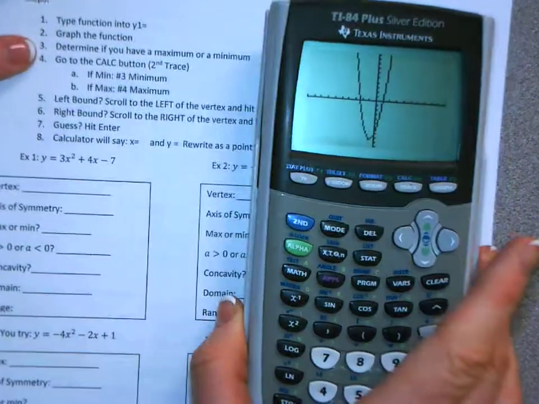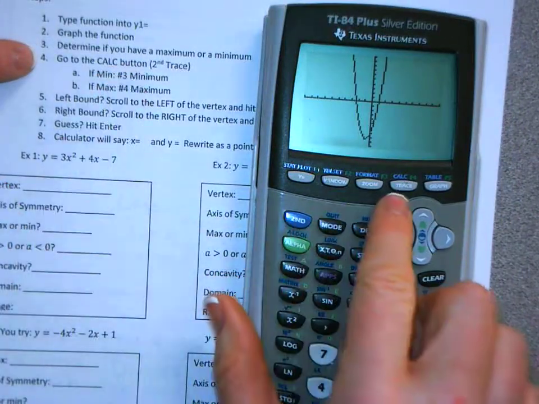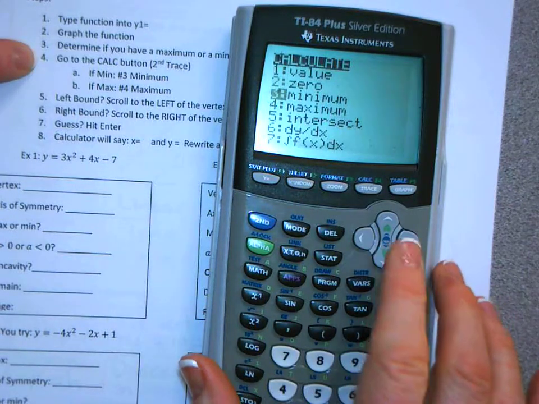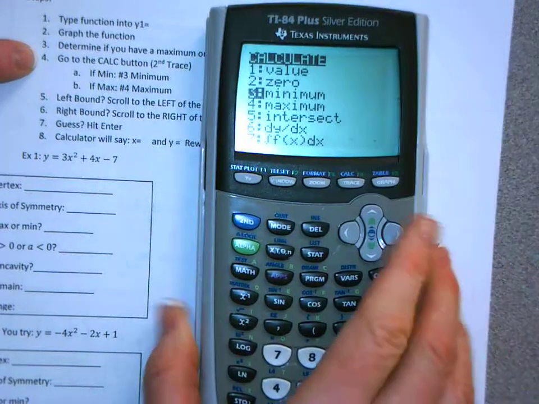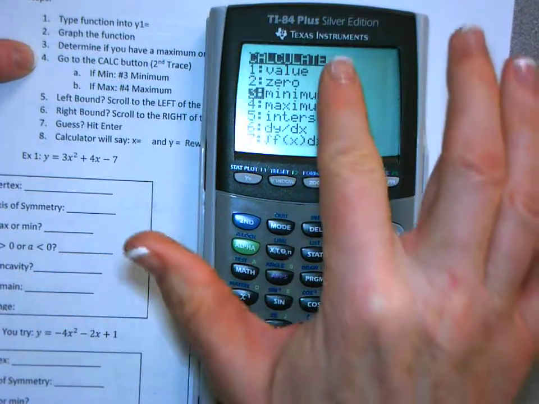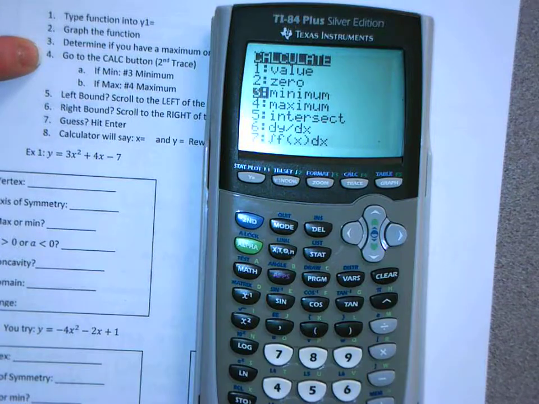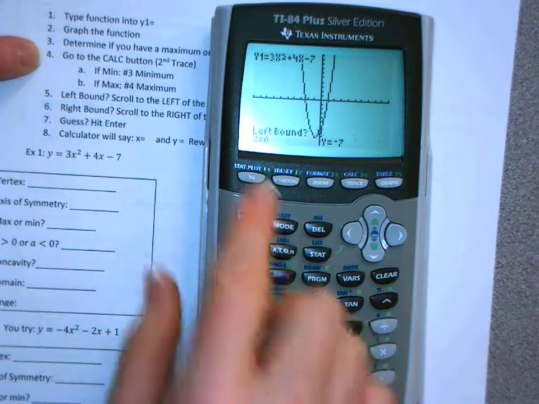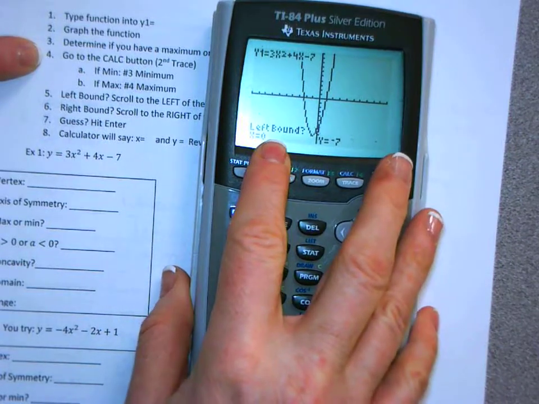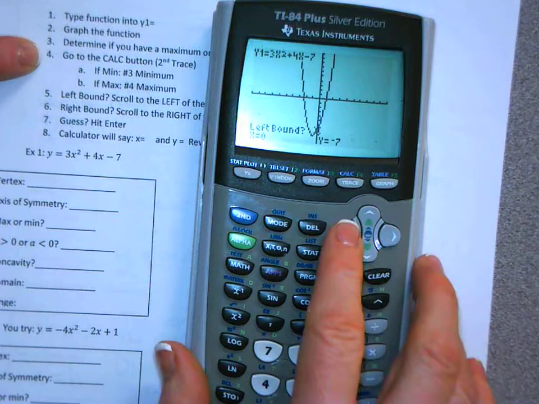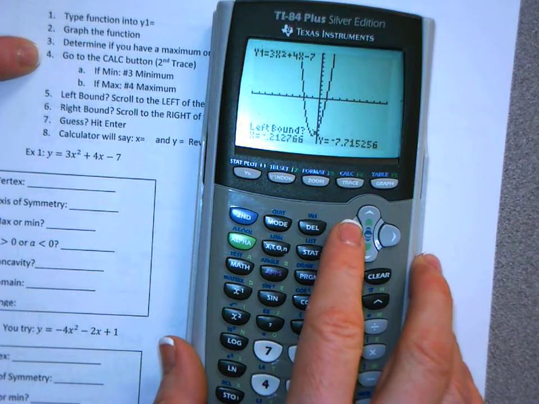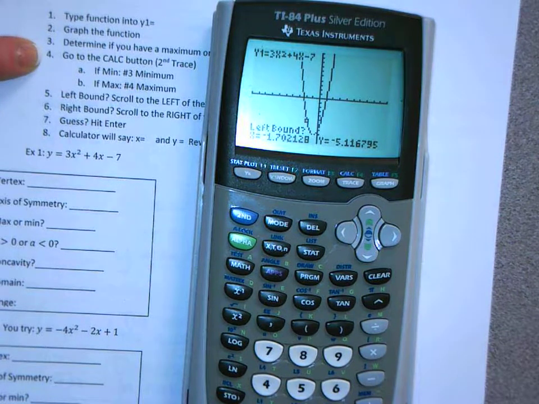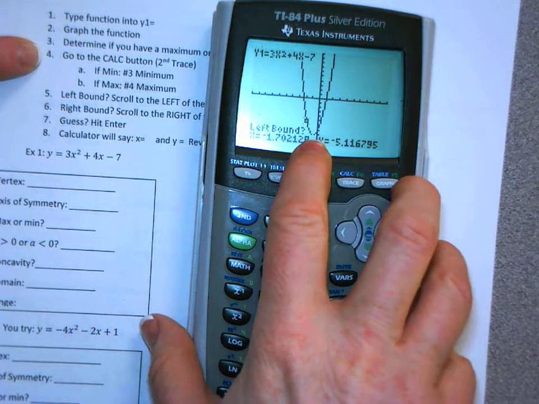So we're going to go to the calc button, which is in blue. I hit the blue key, calculate. I want to calculate a minimum. I know it's a minimum because the graph is facing upward. So I hit second calc, enter on 3, and then the calculator says, Mr. Kraft, please give me a left bound. So use the left arrow key to move left of the vertex you're trying to discover.